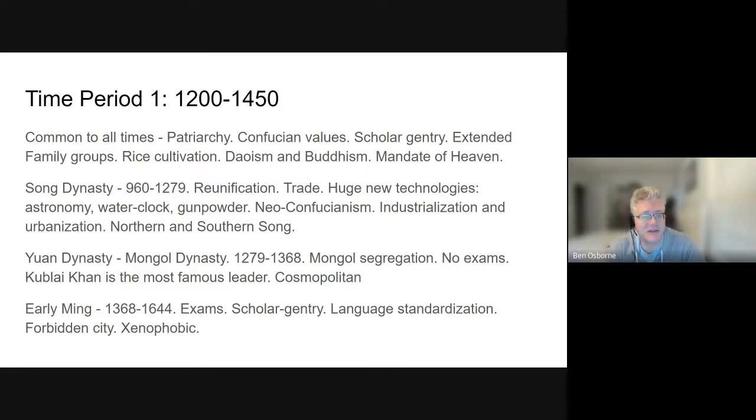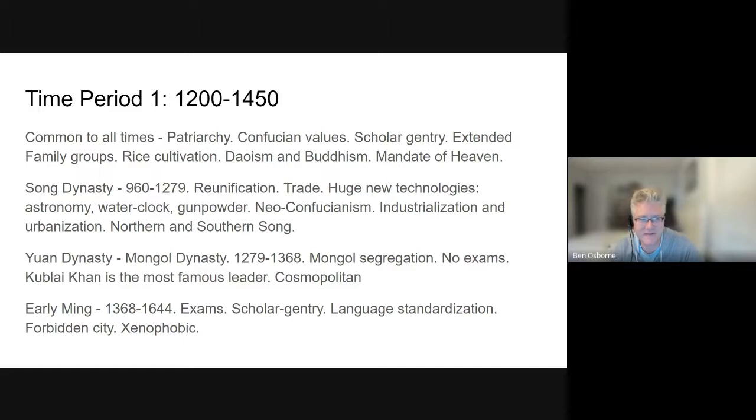Extended family groups, that is still somewhat true even today in China. This is different than the European family groups. In the European family groups, we have, for example, the nuclear family, mom and dad and the kids living together. Extended family groups then are going to be things like mom and dad and the kids, but also you're going to have aunts and uncles, or you're going to have grandma, grandpa, all that kind of stuff.